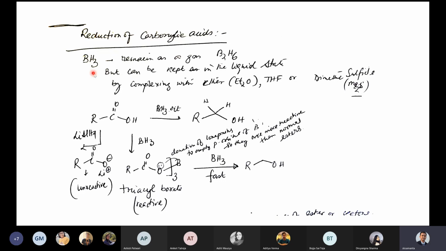As I mentioned earlier, during this hydroboration reaction, that BH3 remains as B2H6 in a dimeric form. That is because boron has a vacant p orbital. When it stays in this kind of form, basically it forms a 3-centered 2-electron bond. That also you will be learning in the inorganic section. And that is how boron's vacant p orbital gets partly filled. That is why it remains in a dimeric form.